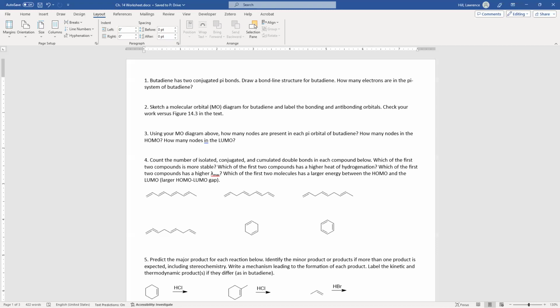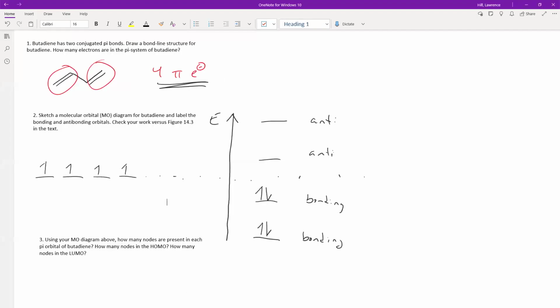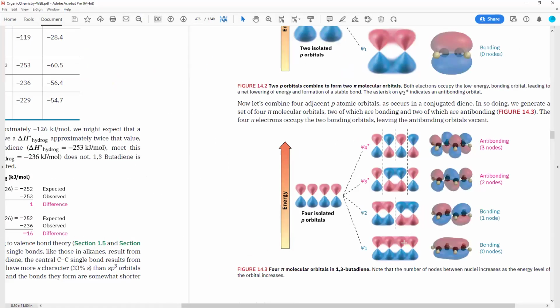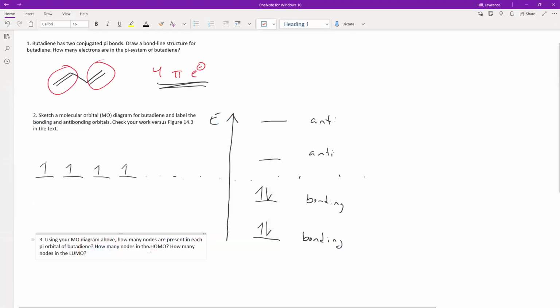And so we kind of already did that. In order to get the nodes, you would have to draw out the orbitals. So I'll just go ahead and refer to what's in the text here. In order to see how many nodes there are, there's 0 nodes in the lowest energy orbital, 1 in the next, 2 in the next, and then 3 in the highest energy orbital. And the next question was how many nodes in the HOMO and the LUMO?